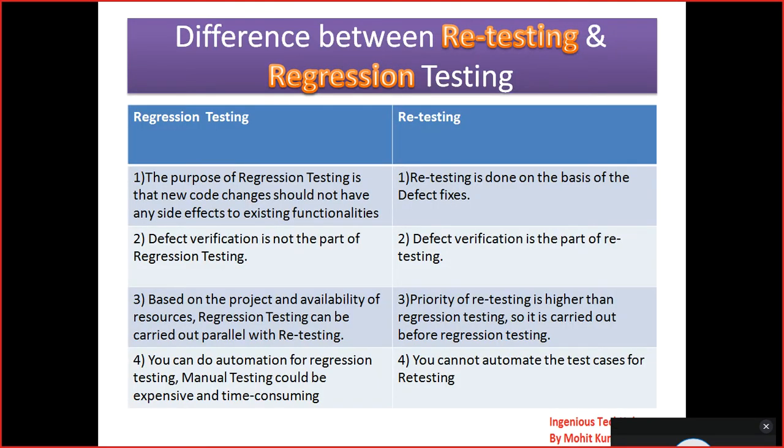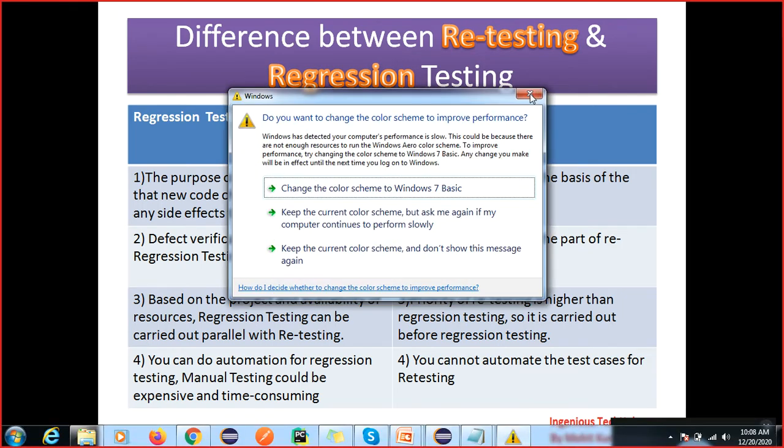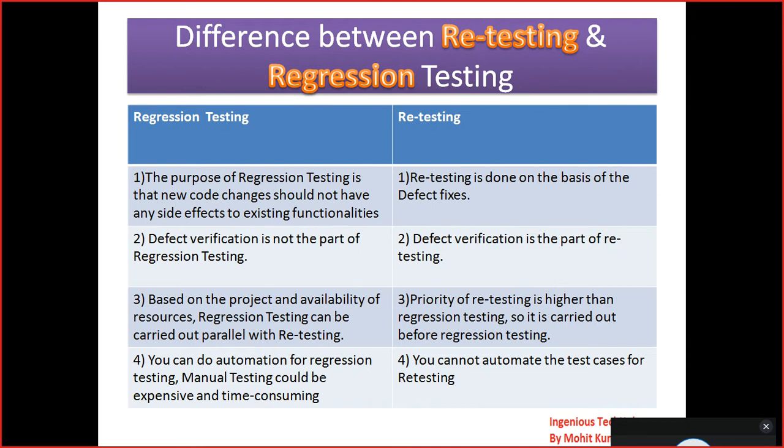So this is a very important question. What is the difference between retesting and regression testing? We already know this. The purpose of regression testing is that new code changes should not have any side effect on the existing functionality. Retesting is done on the basis of defect fixes, right?